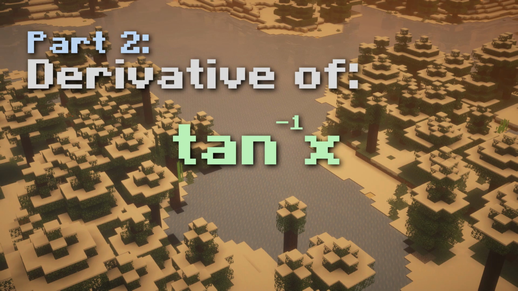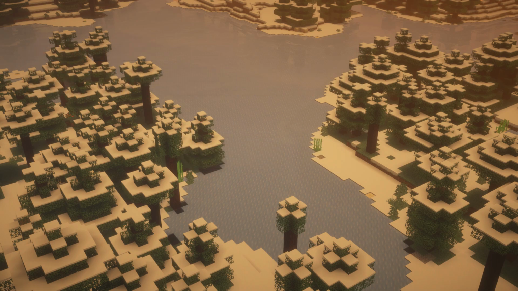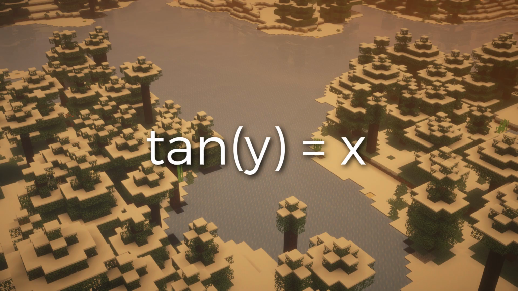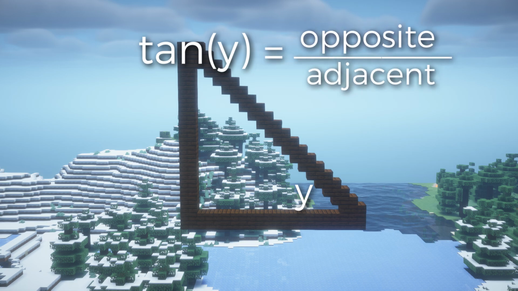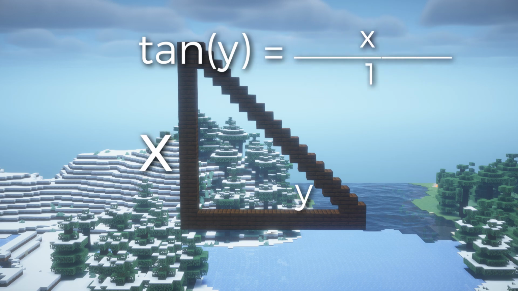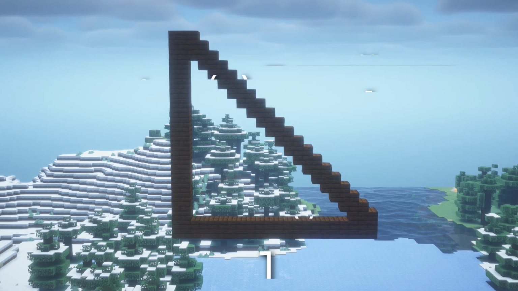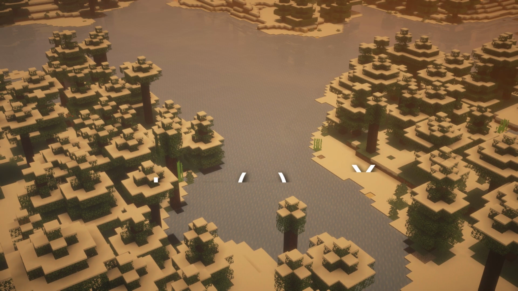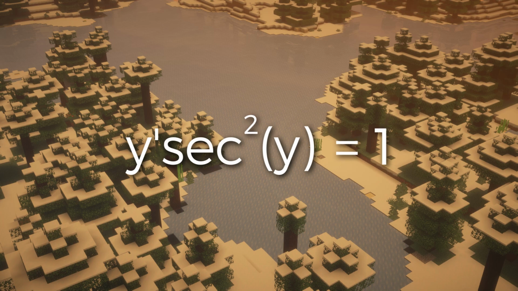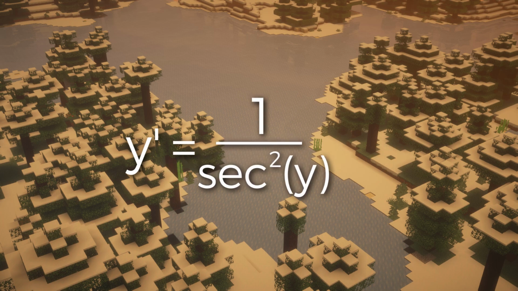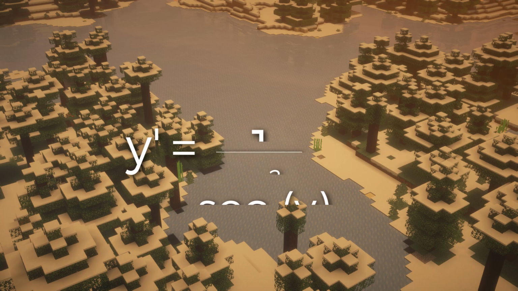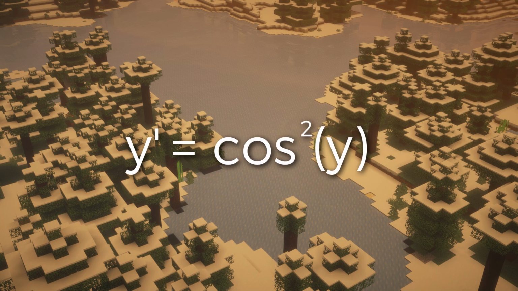It's pretty much the exact same method from before. So for this one, we want to make it tangent y equals x. So now let's note the points on the triangle. We'll choose this angle as theta, and so the tangent is opposite over adjacent, so it's x over 1, so x is the opposite and 1 is the adjacent. Now we take the derivative of both sides, so we get y prime times secant squared y equals 1. We then divide this to get y prime equals 1 over secant squared y. Now since the reciprocal of secant is cosine, we can actually just convert this to cosine squared y equals y prime.